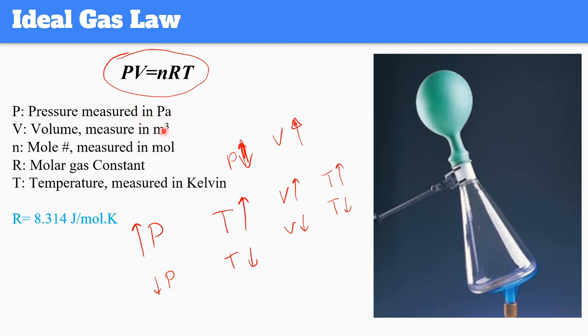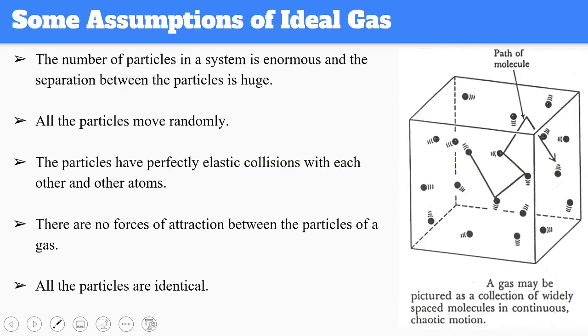And V is your volume, and it's measured in meter cube, not liters. And n is basically the number of moles, and it's measured in moles. R is just a constant, and the unit for this is joule per mole times Kelvin. And T is basically the temperature, and it is measured in Kelvin, not in Fahrenheit, not in Celsius. All right, so this is known as the ideal gas law.